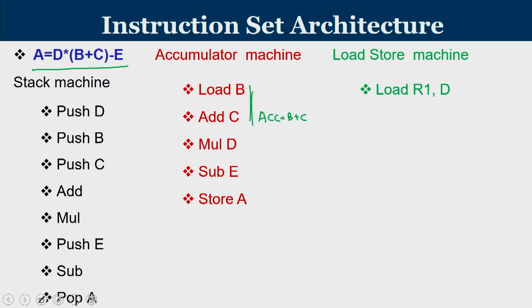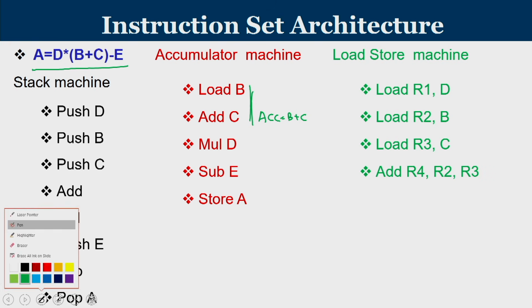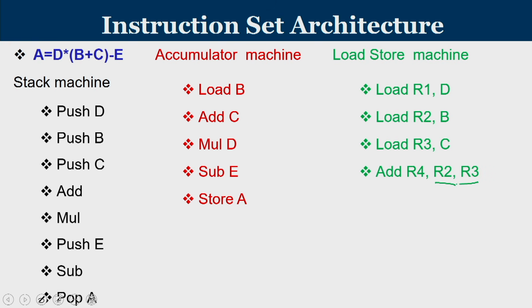So, when you move to load store machine, first we will be loading the value of D into register R1 and then the value of B is loaded to R2 and value of C is loaded to R3. So, now the values of B and C are already there in registers. We can perform an add operation on R2 and R3. R2 and R3 are now added and the result is stored in R4. Now, once you have the result in R4, then D which is there in R1 can be multiplied with the result of R4 to get the result in R5.